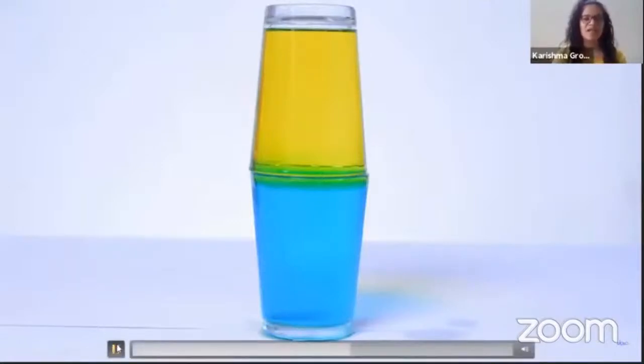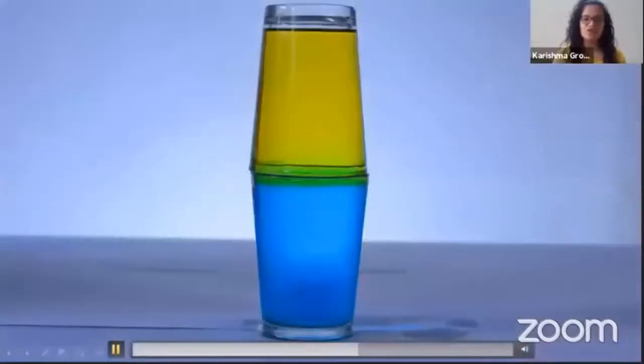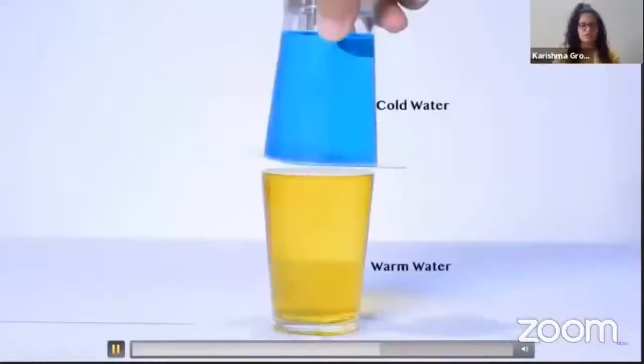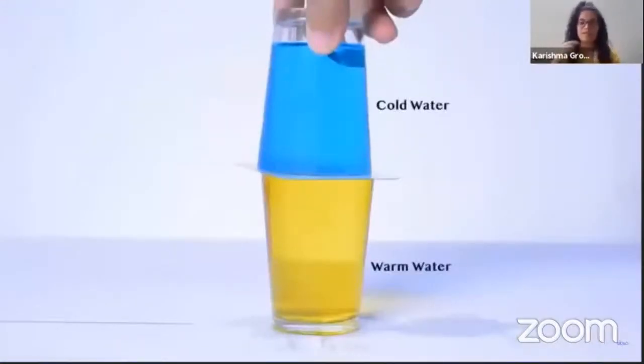Now again we'll be using two colors, with cold water and warm water. So take your glasses, mix blue again. What we are doing is blue in cold water, yellow in the warm water. You can stick to the colors you want. Mix it properly, both of them, stir it well. Once you've done that, this time you'll need to invert the cold water glass.